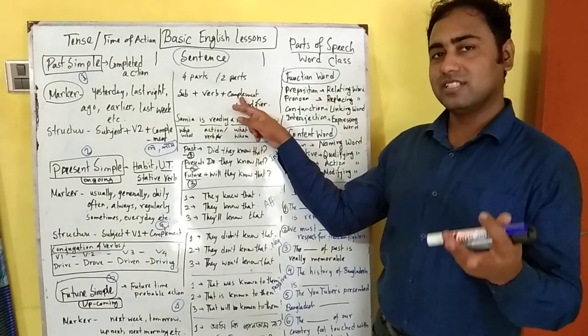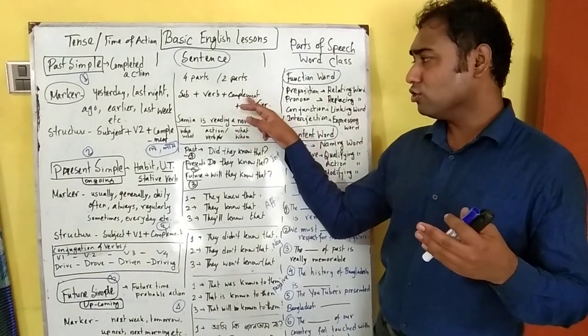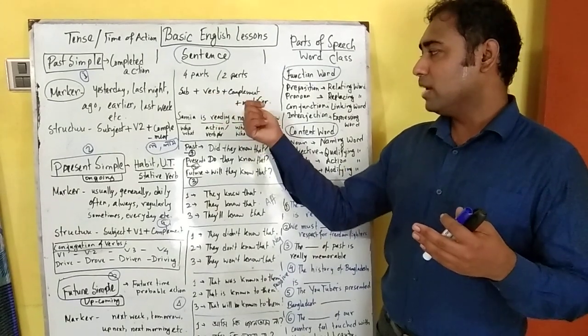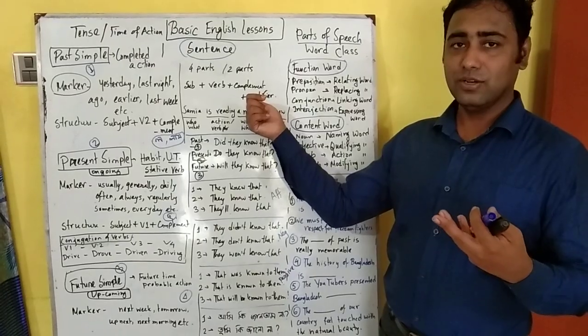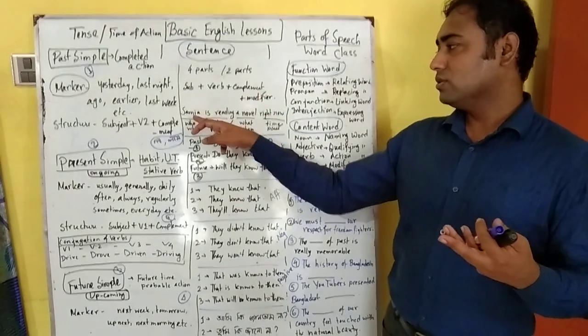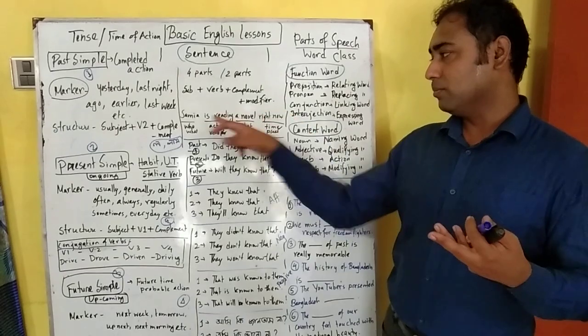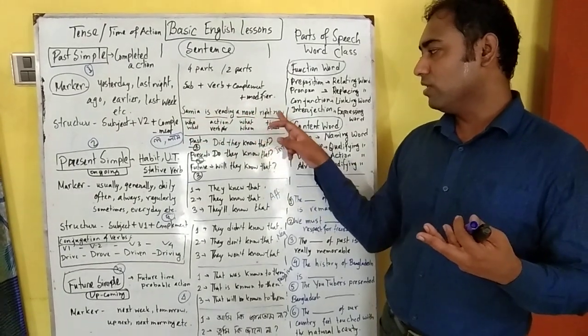Complement completes the subject, completes the verb basically, and modifier tells you time, place, and manner. How, when, where, something like this. So let me have a look at an example. Samia is reading a novel right now.